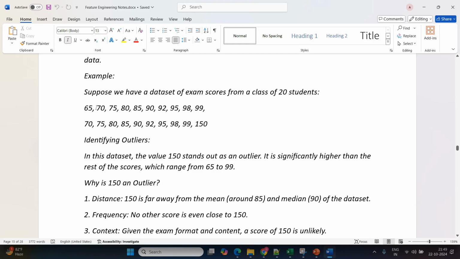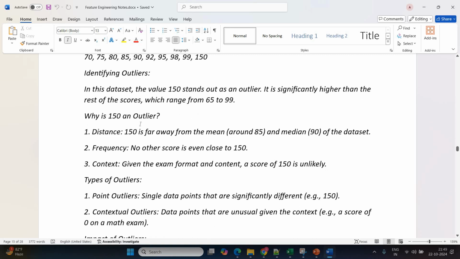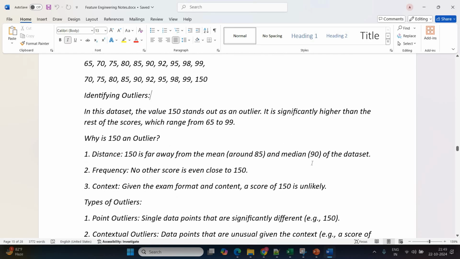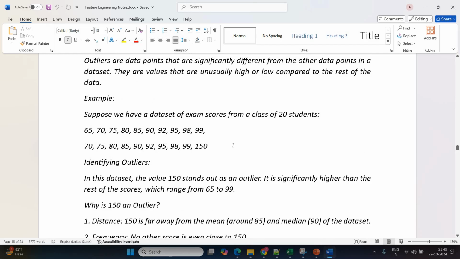It is significantly higher than the rest of the scores. Most of the values are between 65 and 99, but there is only one value, 150, which is too high compared to the range of 65 to 100. This is far away from that range. So that is why this value is an outlier, right? Why is it an outlier? Because 150 is far away from the mean, which is around 85 here, and the median of the data set. So you find the mean and median, and then for the machine, you can easily find that 150 is the outlier.